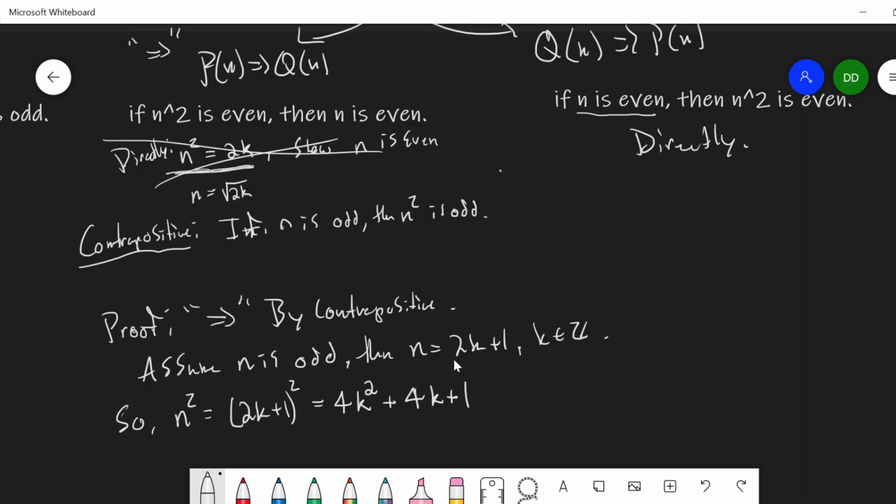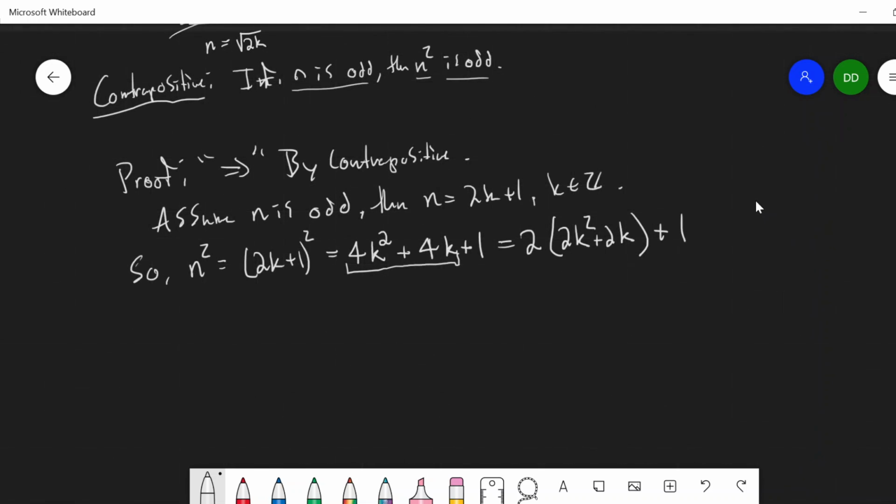And now I want to write this and show that it's odd. So I assumed n is odd. I just found the square of n, and I want to show that is odd. So I'm going to factor a 2. Notice I can factor a 2 out of these two terms, and then I'll be left with a plus 1, and I can show that it's odd. So this is 2 times (2k squared plus 2k) plus 1. And so now I have n squared written as twice another integer plus 1. So I can say, hence, n squared is odd. Cool, that's the forward direction.